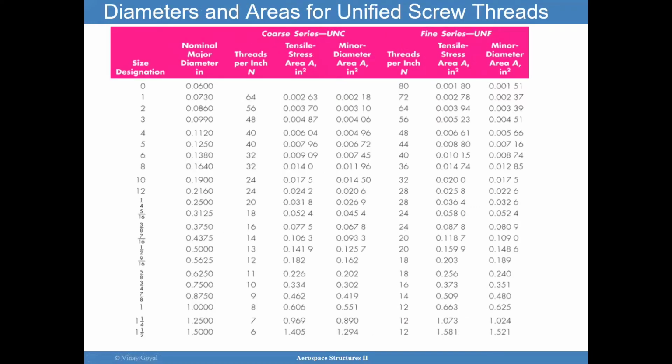We also have diameters and areas for unified screw threads, and we have the size designation that goes along with them. And that's specified for coarse series UNC and fine series UNF. Again, we also provide the threads per inch, and then we have the tensile stress area and the minor diameter area.